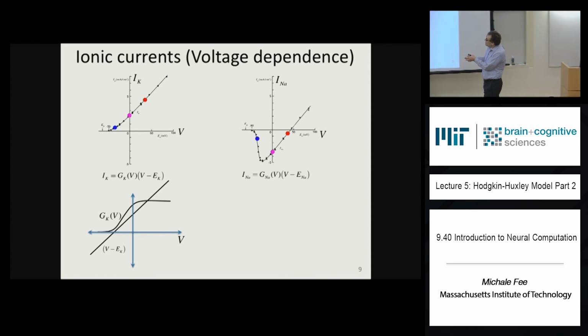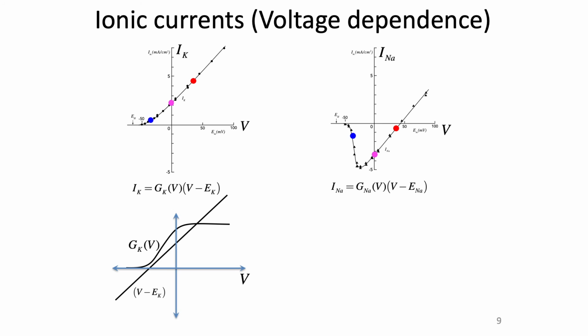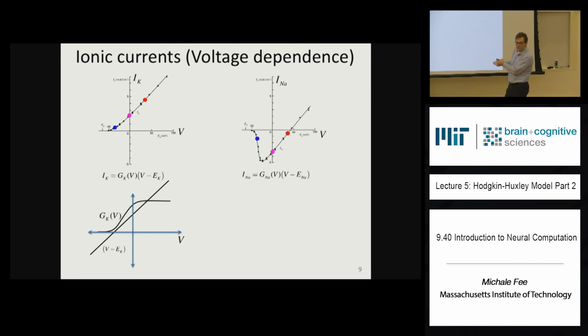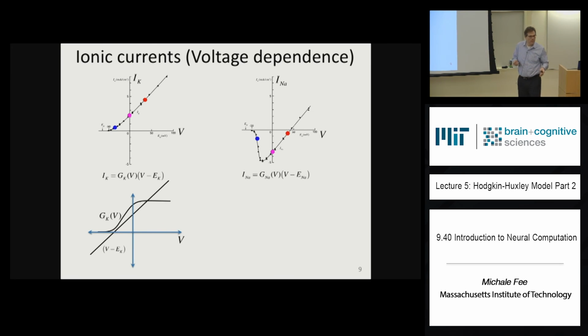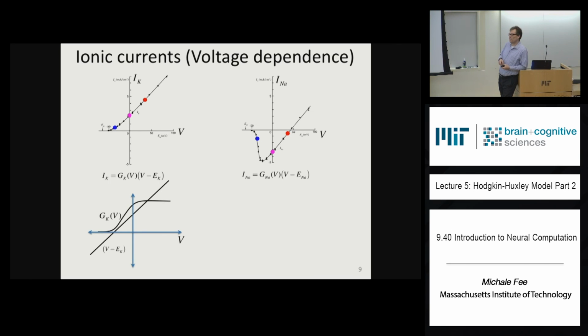The reason this goes to 0 and stays at 0 is because the voltage dependence of the conductance turns it off before the driving potential can go negative. So what would I do to the conductance to make this current dip below 0 before it comes back? Any suggestions? Translate it. Yeah, which way? This way. Good, exactly.